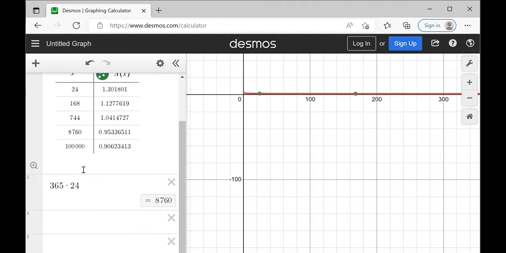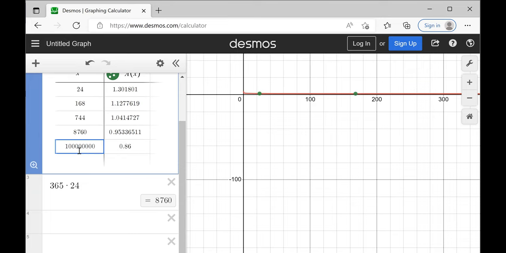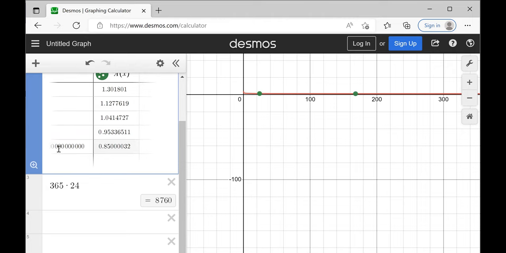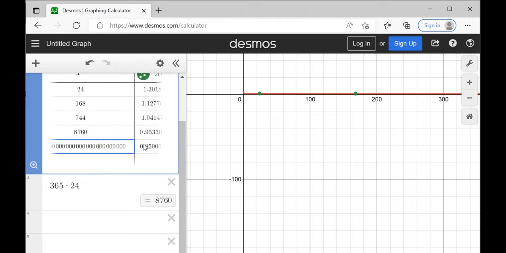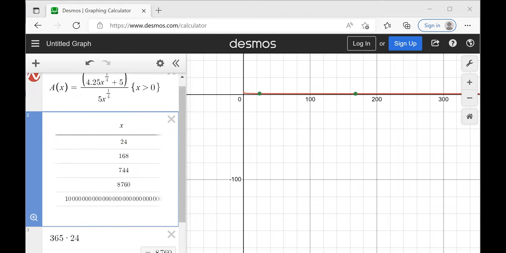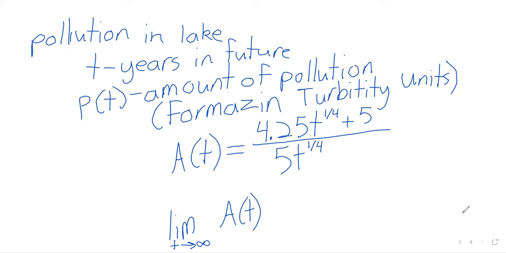You're also seeing, by the way, a disadvantage of trying to approximate these limits numerically, which is that at some point rounding error kicks in. But okay, we're pretty happy with this approximation. This is unfathomably far into the future. And at this point, adding more zeros doesn't seem to be changing anything. Up to rounding error, we're at 0.85. So that looks like a good guess for the limit. I was a little caught off guard by that. I didn't realize how big x would have to get before it settled down.